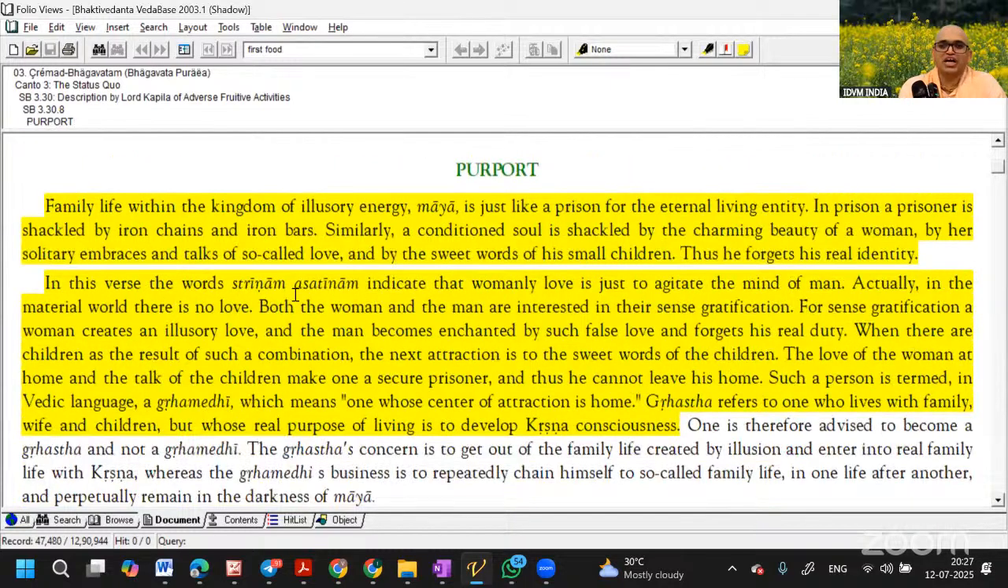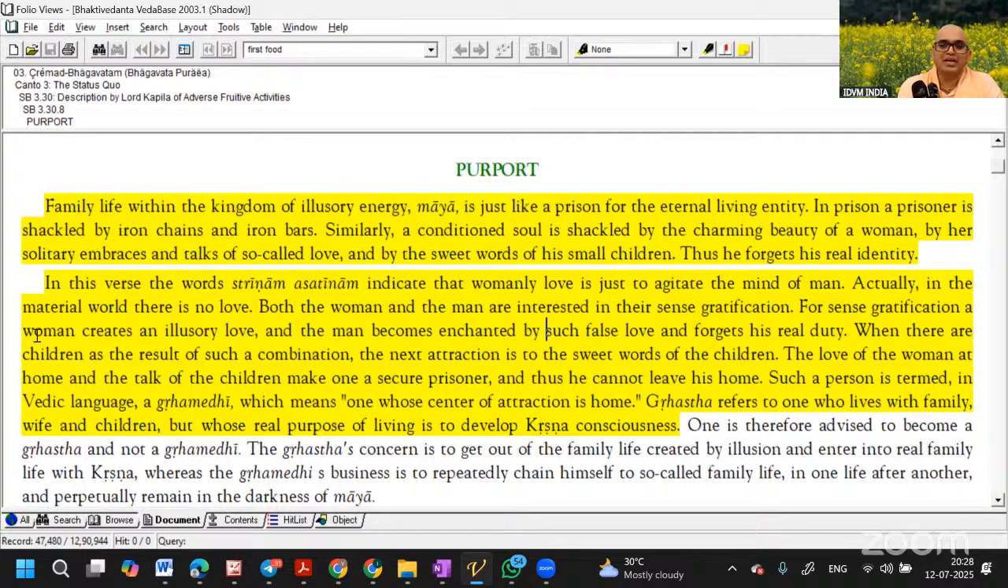In this verse, the words strinam, asatinam indicate that womanly love is just to agitate the mind of man. Actually, in the material world, there is no love. Both the woman and the man are interested in their sense gratification based upon their condition. If they are less conditioned, then they will be more liberal and they may give more things liberally. That much only. But they give big definitions for that. Oh, my lover is a selfless lover. But after all, if they are not Krishna conscious and not in liberated state, there is definitely an inside agenda.